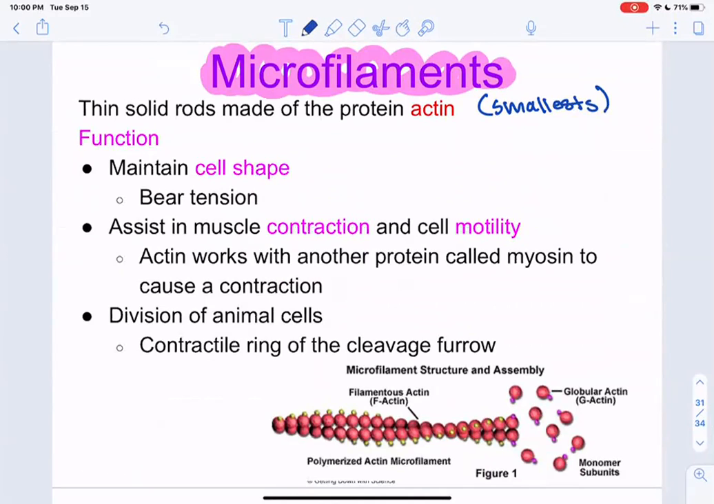I'm going to be frank with you. You probably don't need to know what these are made out of. The key understanding of this section is to understand the functions and what makes them different structurally and functionally. What they do is maintain the cell shape. They keep tension. They help with muscle contraction and cell motility, which means movement. Motility is just a fancy word for movement.